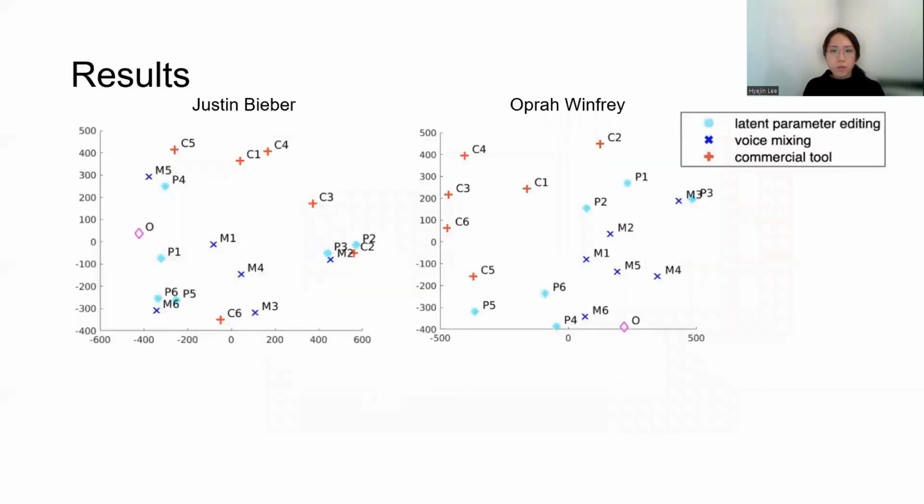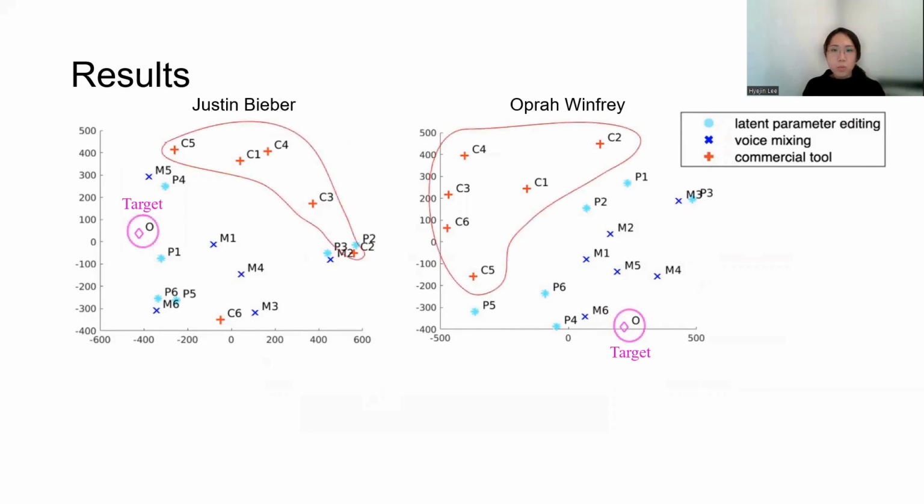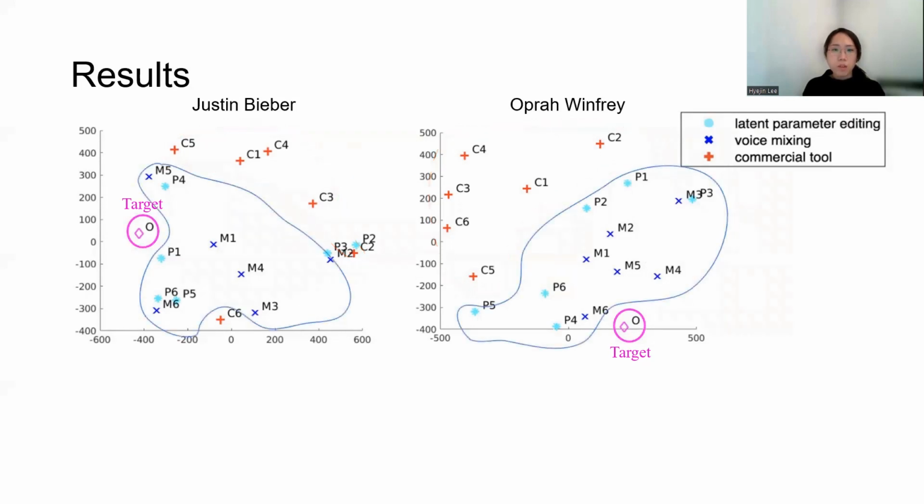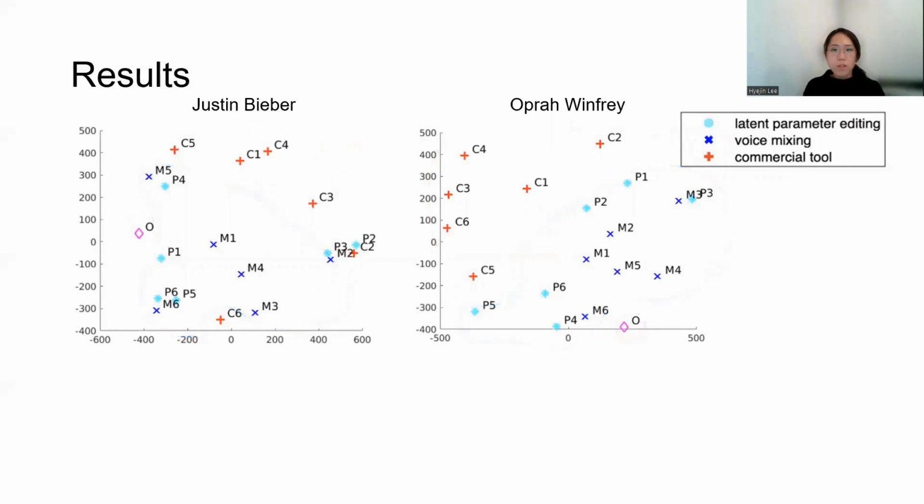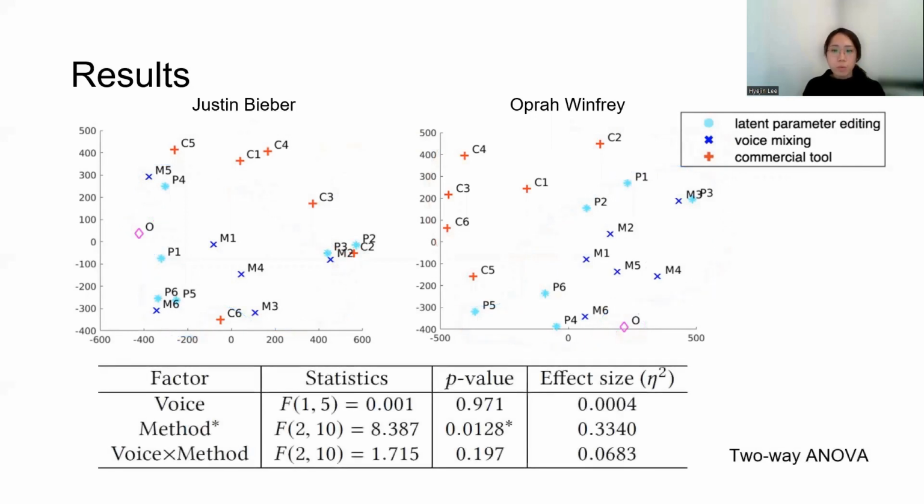We plotted the similarity values of the voices on a 2D plane. On this plane, the X and Y axes are dimensionless, but only represent the relative similarity of the voices. The closer the voices are located, the more similar they were perceived by participants. We can observe most voices generated from the commercial tool are located far away from the target voice, whereas with our synthesis techniques, the resulting voices are generally closer to the target. We then ran two-way ANOVA with two independent variables, method and voice. As a result, there was a significant difference between the commercial tool and our two synthesis techniques, and there was no significant difference between the celebrities' voices and between our proposed techniques.